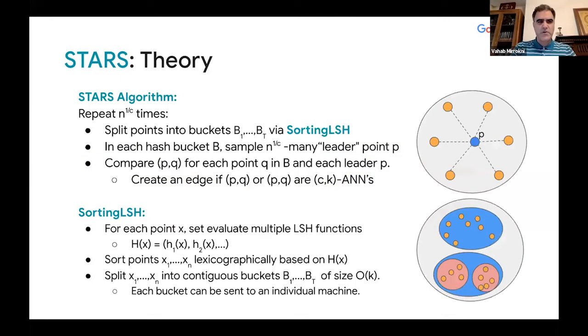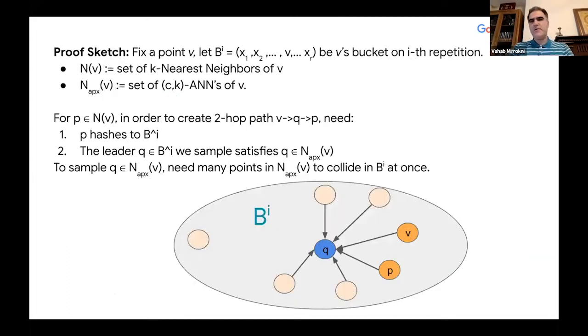And the more details of the algorithm is we first split the points using sorting LSH, and then on each hash bucket, instead of picking only one leader, we pick n to the 1 over c leaders in a careful manner, and then we compare points only to these leaders. And I already told you about what we mean by sorting LSH in general. So maybe in the interest of time, I have another topic.